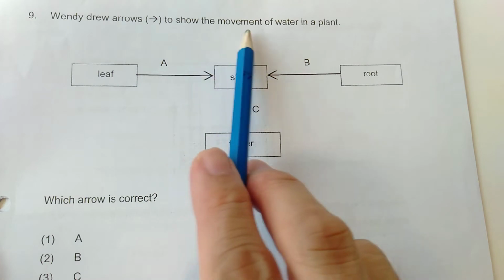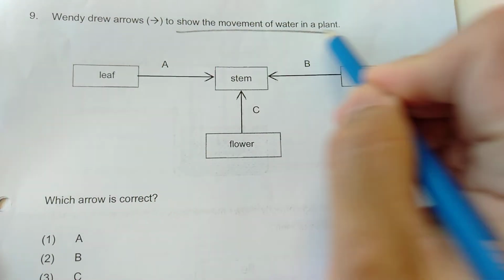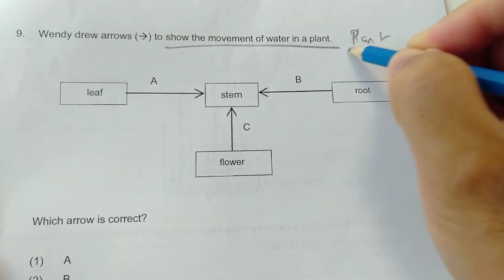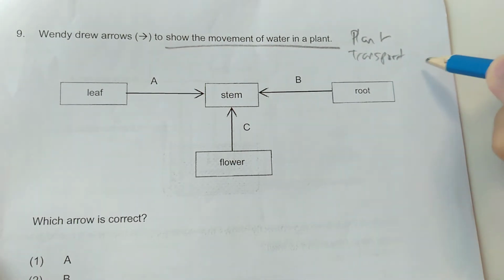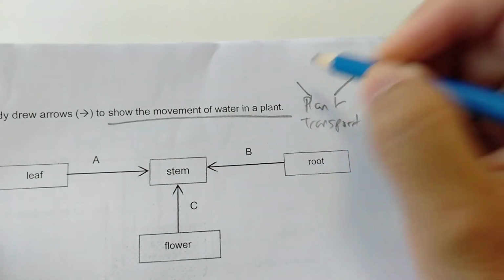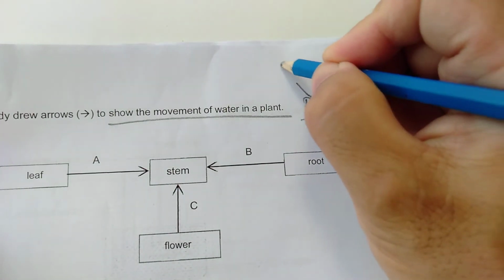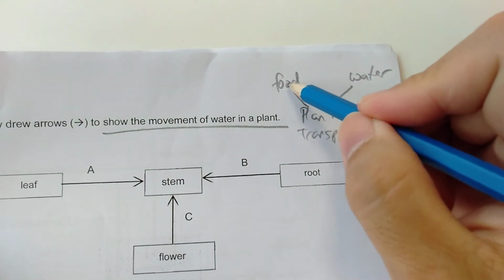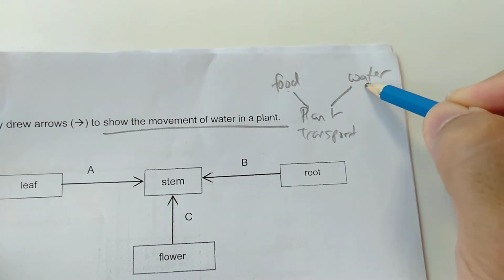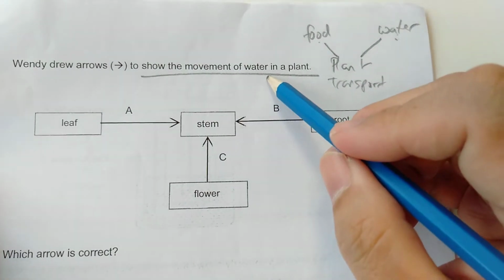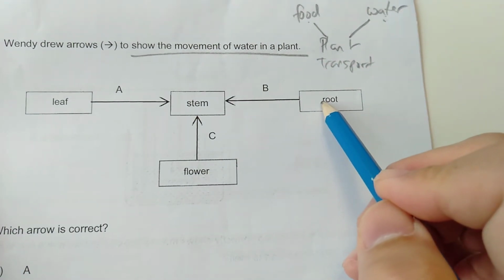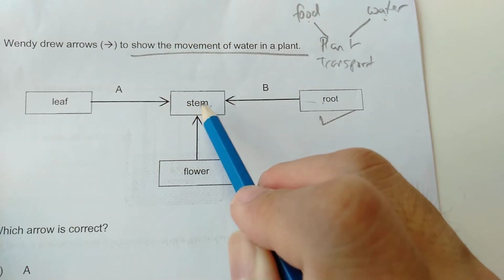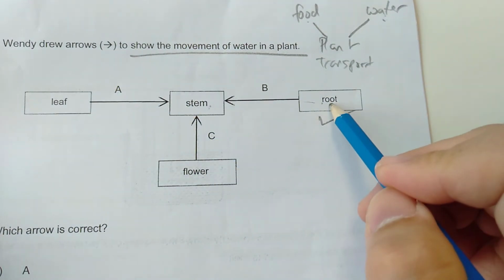Wendy drew arrows to show the movement of water in a plant. This one is about the plant transport system. Now, in a plant transport system, there are two things that are transported in a plant, right? The things could be food and water. And to transport these two things, you need food carrying tubes and water carrying tubes. So how does water move in a plant? Roots absorb water, so this is definitely correct. When it goes to the stem, it will send water to other parts of the plant. So here definitely will be B.